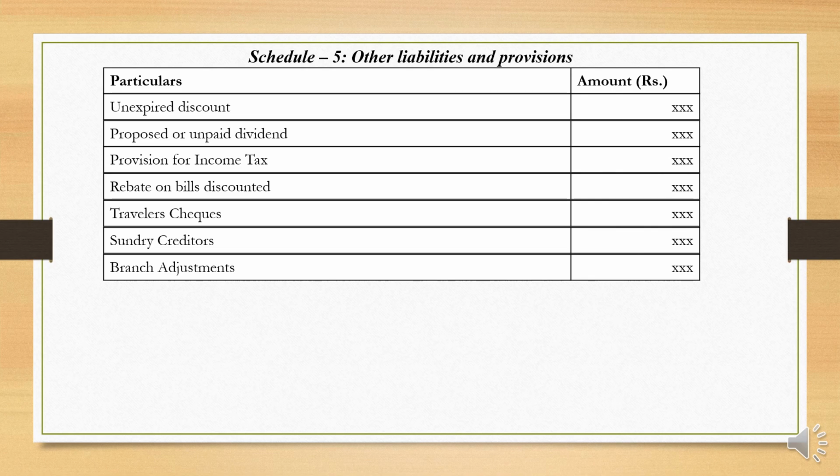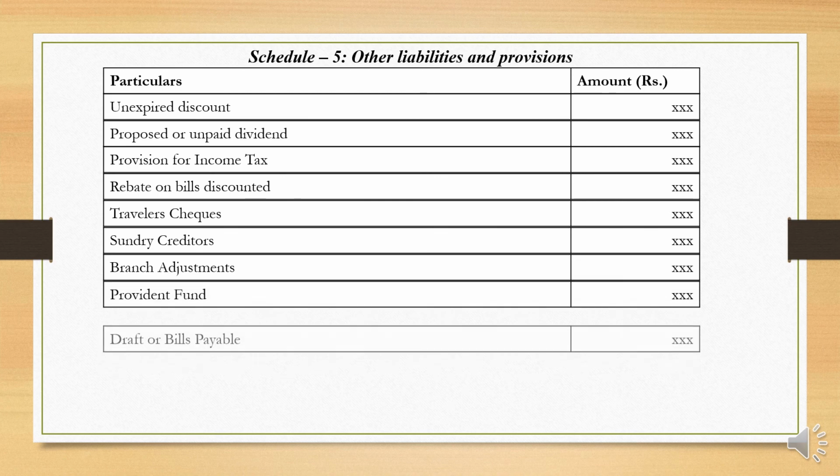So branch adjustment is concerned like a head office has many branches all over the country, for example, or in many places. In such cases, if there are some transactions which are not adjusted before the end of the financial year, such adjustments are supposed to be treated under bank adjustments. And if these adjustments have a debit balance, then it goes to the other assets, and if it is a credit balance, then it goes to the current liabilities.